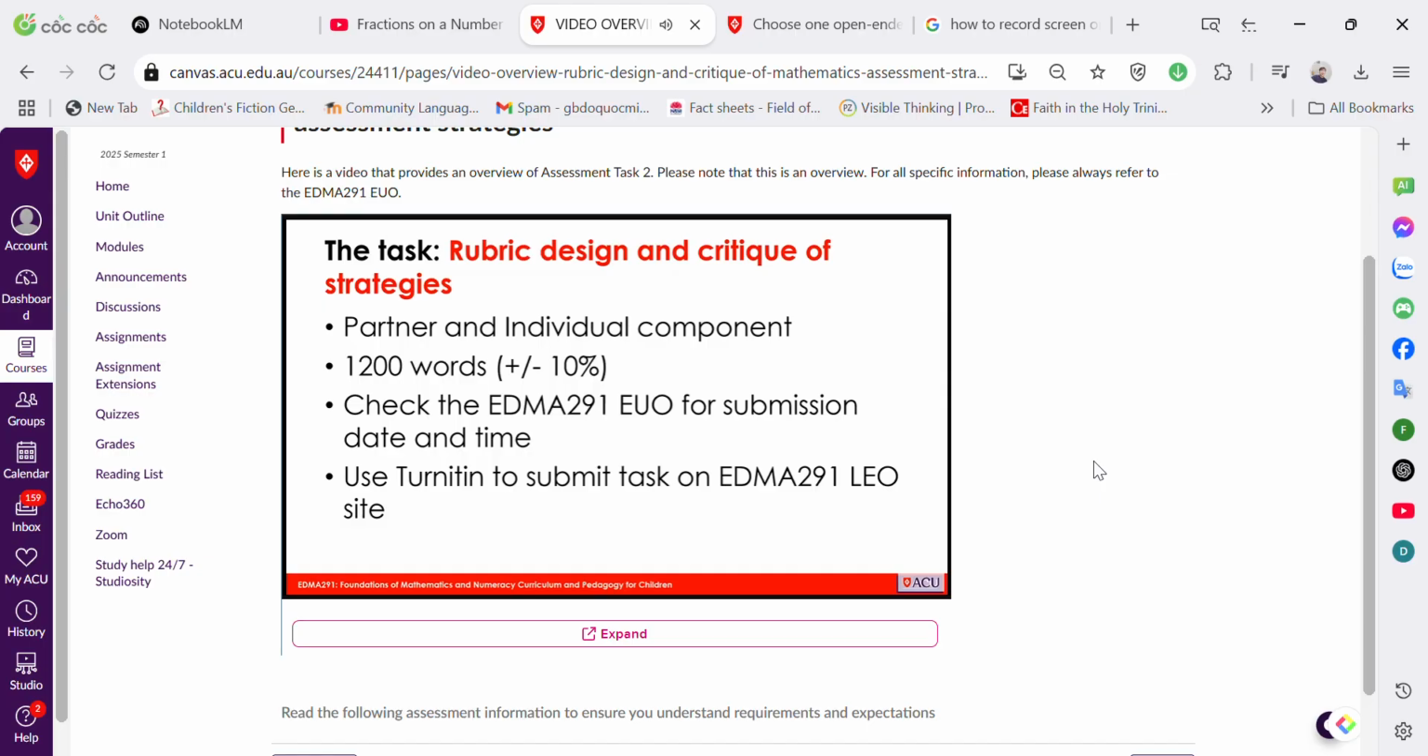Also think about submitting and using Turnitin often when you're submitting EDMA 291 assessment task 2. One of the really important things to know about Turnitin is that now we can actually detect artificial intelligence use. So it's really important that you don't use artificial intelligence sources because Turnitin is now picking it up. So you need to be really mindful of that, and as staff we've been asked to pay attention to any use of AI. This is considered a form of plagiarism, it's a form of cheating, and so you need to make sure that you don't use AI to complete any part of this assessment task.